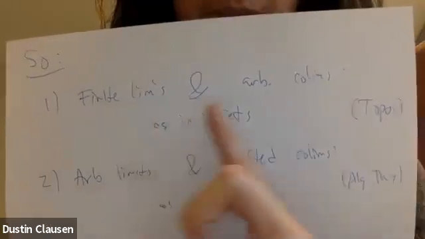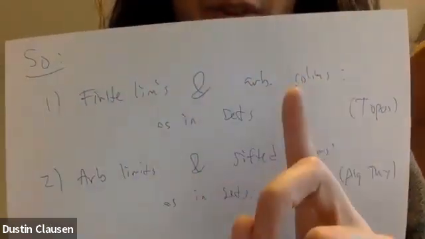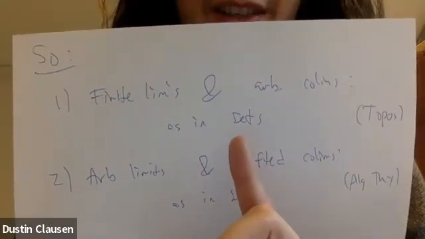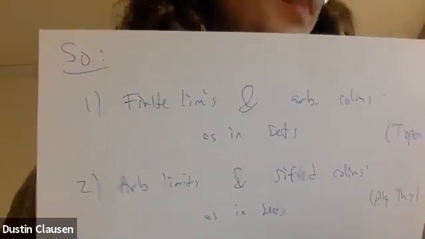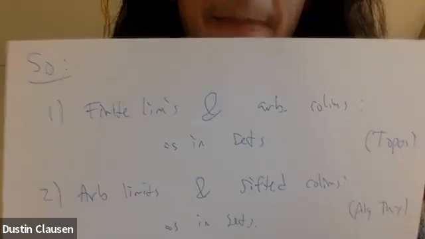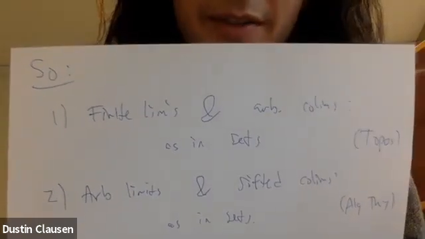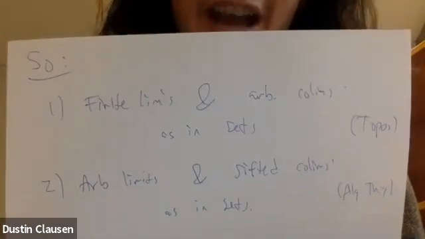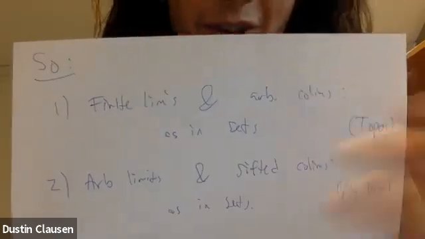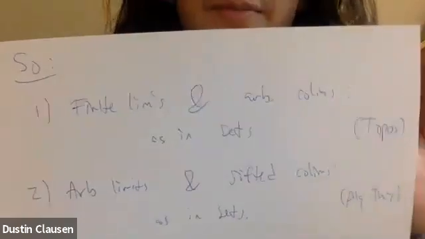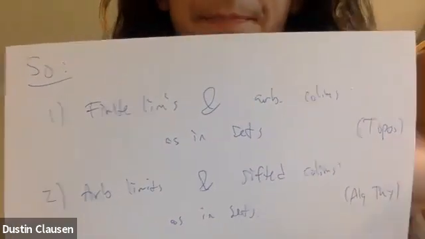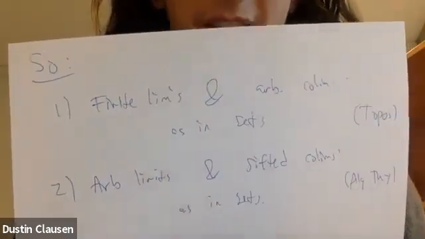So general topos behavior is that finite limits interact with arbitrary colimits exactly as in sets. So this is why, for example, in the abelian sheaves on a site, you can take kernels, and infinite direct sums interact just like in abelian groups. And it's responsible for other things like that.